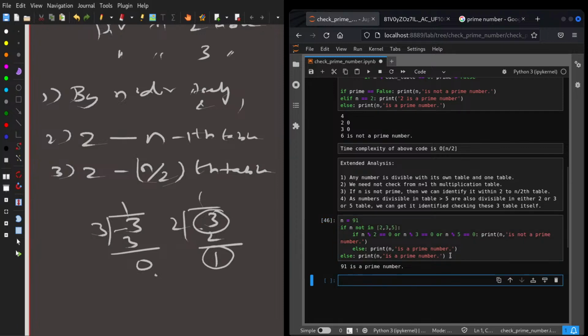So let's check the time complexity of this particular code. The time complexity of the above code is, any guess? If you have any guess, please let me know in the comments.